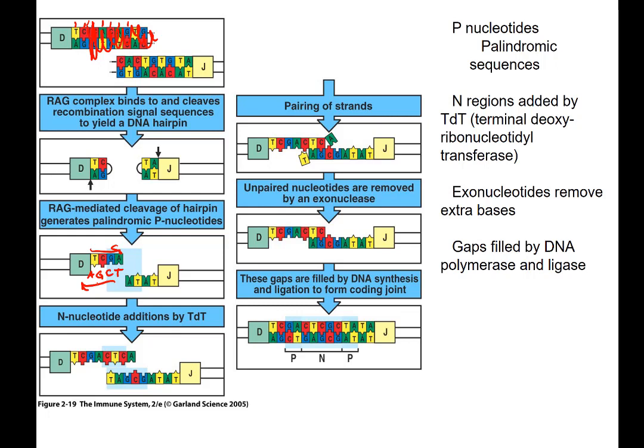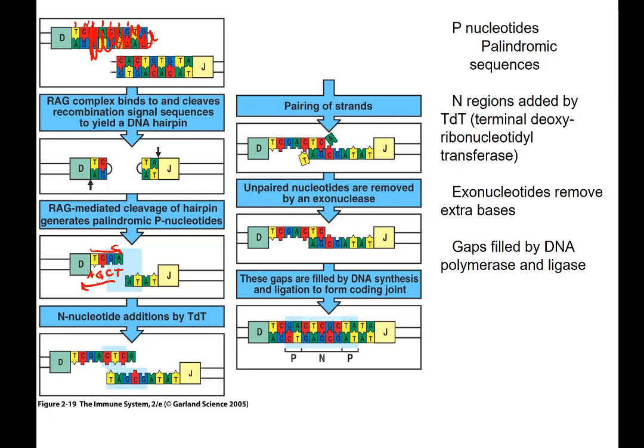So then, now that we've created this region of homology, we're going to have DNA polymerase come in and fill in the gaps. And we have created junctional diversity. And because this is random, this is where I'm saying so many millions of different possibilities can occur, because anytime we add one extra base, depending on the base, we can change the amino acid downstream completely.